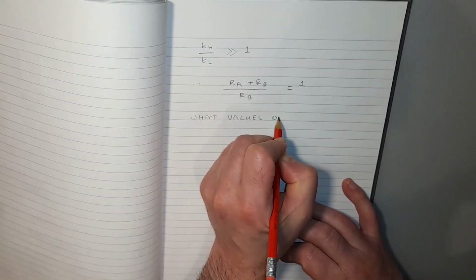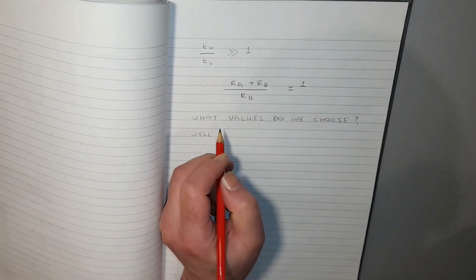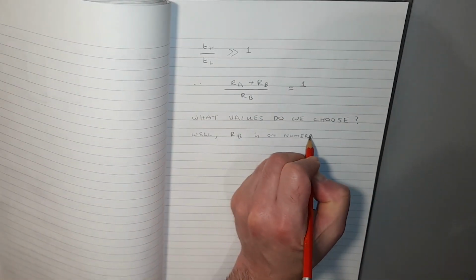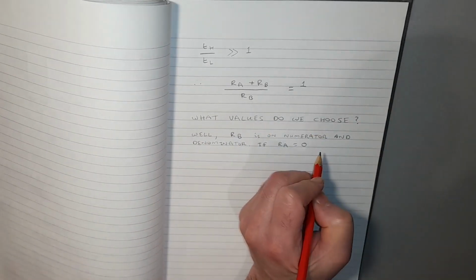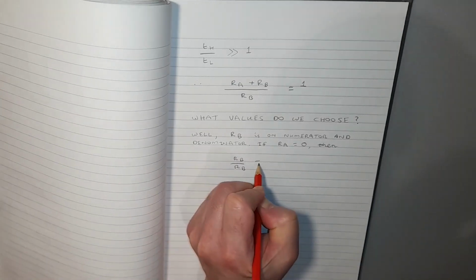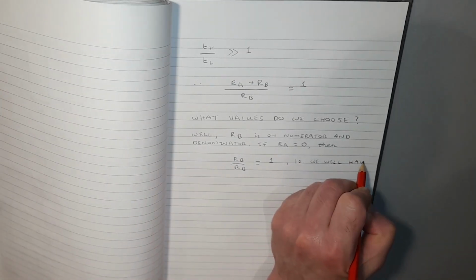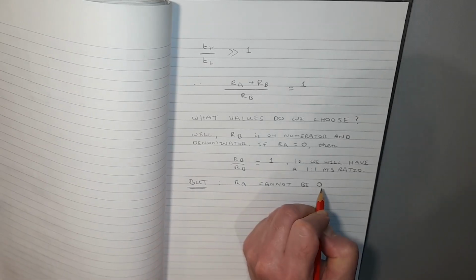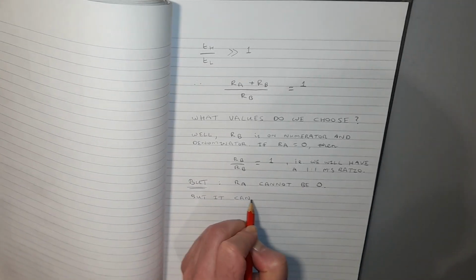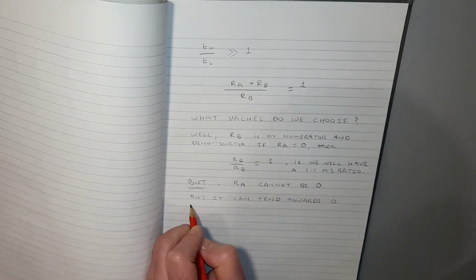So what values do we choose? Well, RB is on the numerator and the denominator. And if RA is equal to 0, then RB over RB equals 1, i.e. we will have a 1-to-1 mark to space ratio. But RA cannot be equal to 0, but it can tend towards 0.